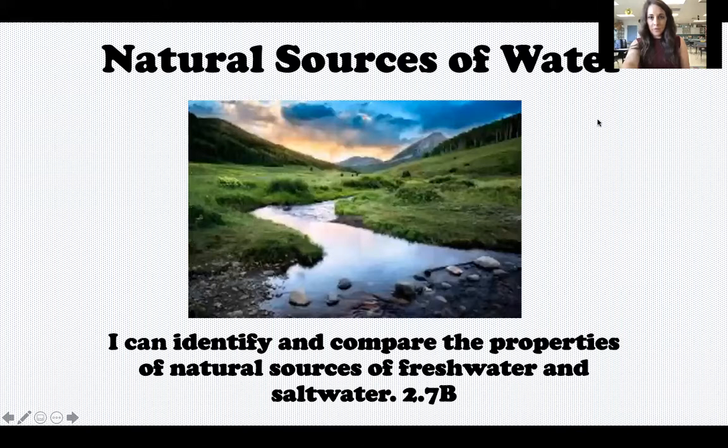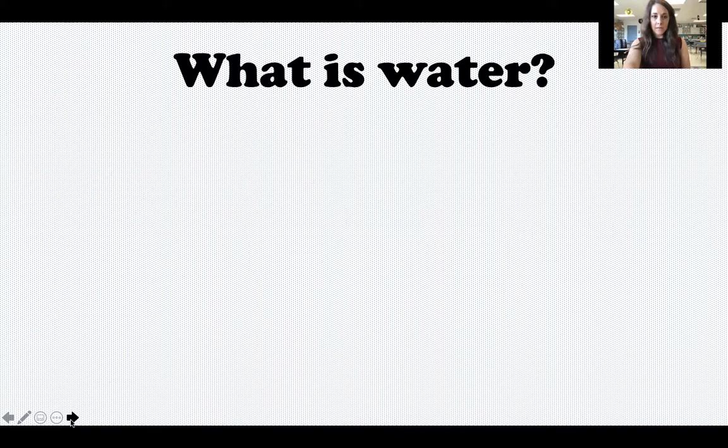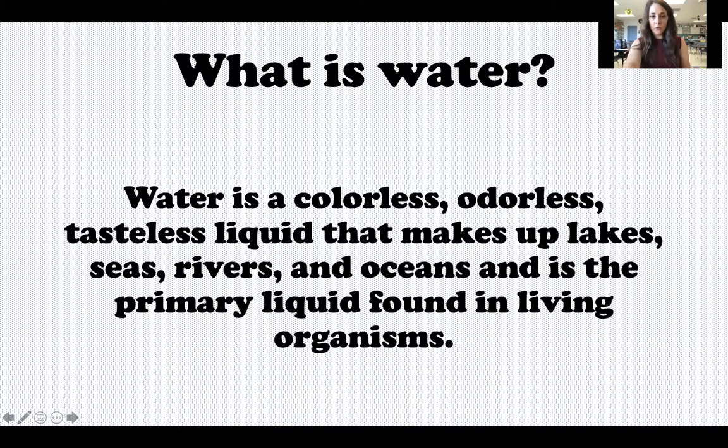All right. So your target says I can identify and compare the properties of natural sources of fresh water and salt water. So water is a colorless, odorless, and tasteless liquid. That means colorless means it doesn't have a color, it's just clear. Odorless means it doesn't have an odor or a scent or a smell. And tasteless means it doesn't have a taste.